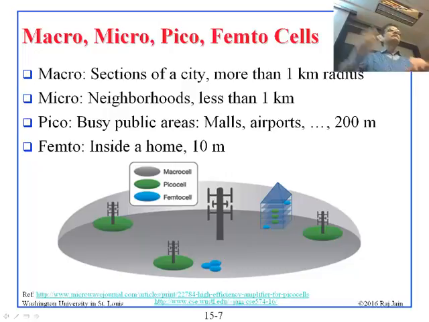And picos are busy public areas. If you go into a mall, there are many cells inside the mall. Every floor might be a cell. So those are picos, and if you go inside a house, that's a femto.